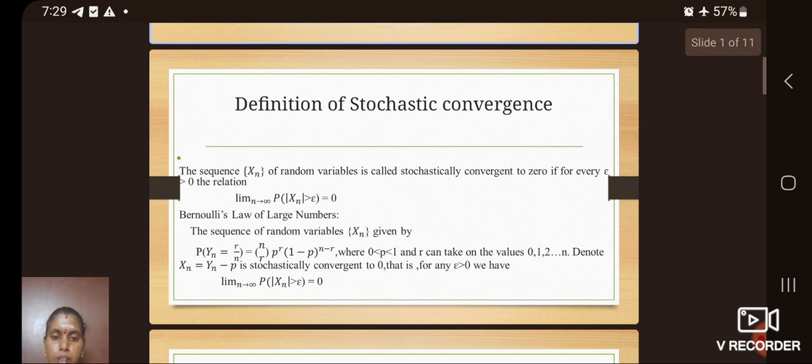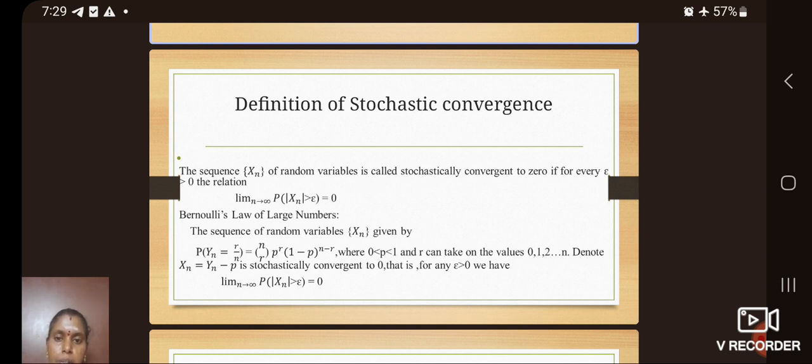Now let us see Unit 5 of Probability Theory, Limit Theorems. First we see the definition of stochastic convergence. The sequence Xn of random variables is called stochastically convergent to 0 if for every epsilon greater than 0, the relation limit as n tends to infinity of probability of modulus Xn greater than epsilon equals 0.